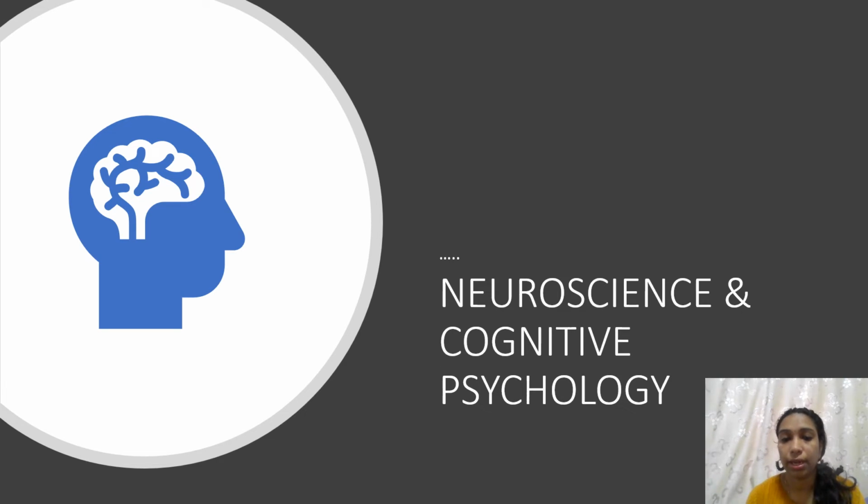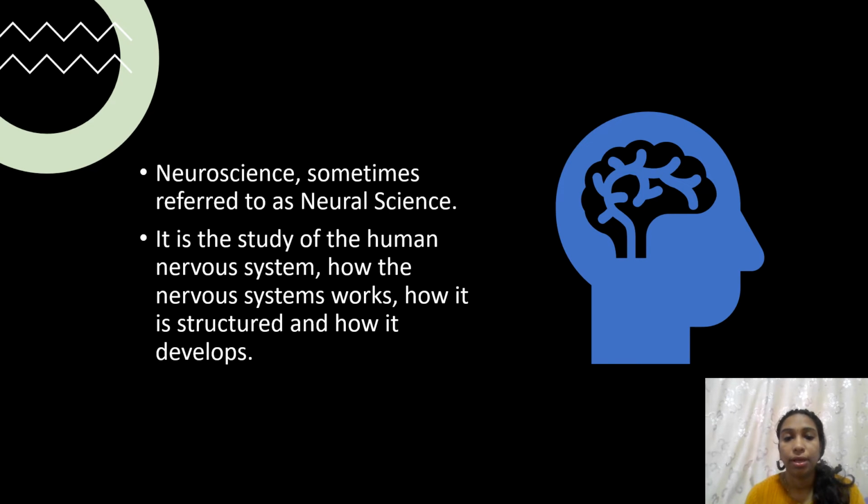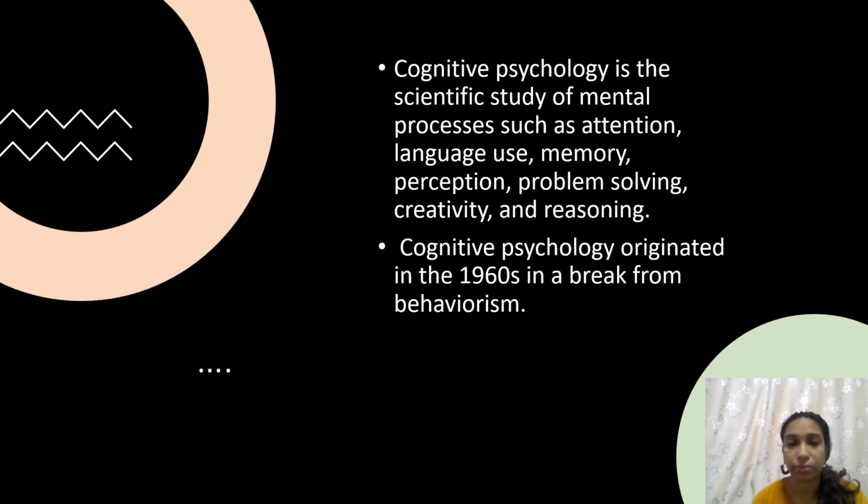Next slide is about neuroscience and cognitive psychology. As we know, neuroscience is the study of the human nervous system: how the nervous system works, how it is structured, how it is developed. Studies like that come under this. Neuroscience is sometimes referred to as neural science.